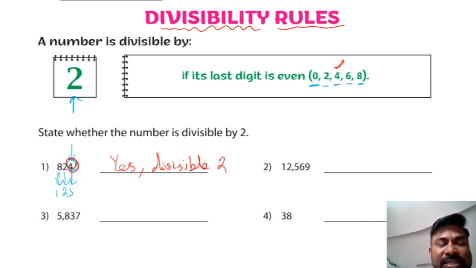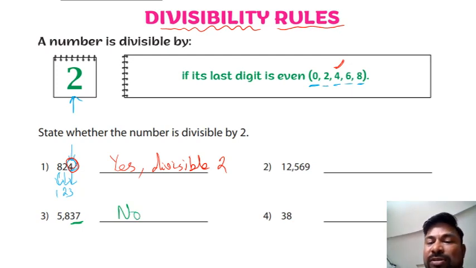Now let us see which is the last digit in the given question. It's 7. Is 7 an even number? No. We don't have 0, 2, 4, 6, 8, therefore it is not divisible by 2.